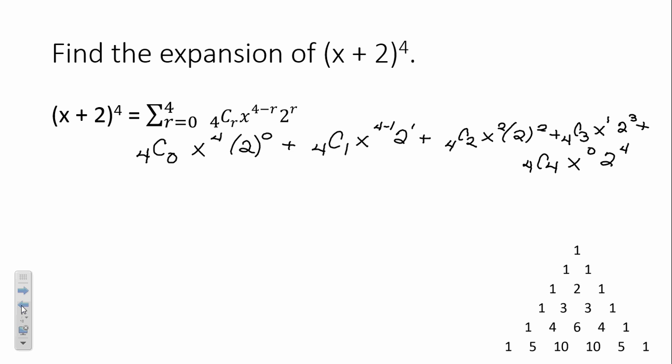So simplifying this, 4C0 means take 4 factorial, divide it by 4 minus 4 times 0 factorial, and 0 factorial is 1, so we're going to get a 1 there, which we knew, right? And then x to the 4th and 2 to the 0 is 1, so 1x to the 4th.